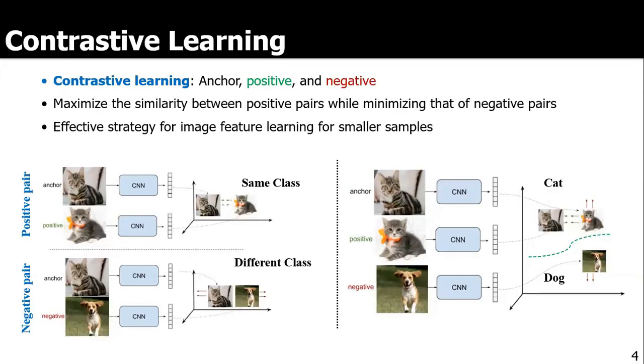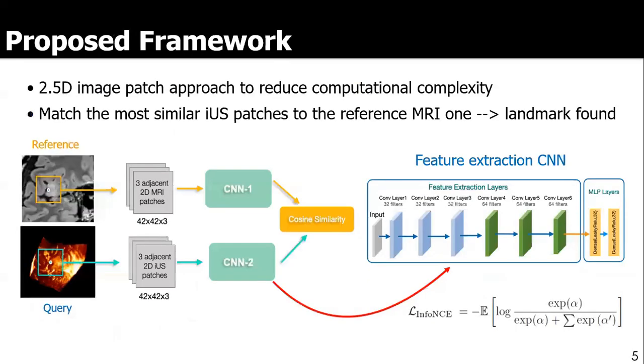Contrastive learning is a technique that tries to maximize the similarity between the positive pairs while minimizing the similarity for the negative pair. In this context, we have anchor, positive, and negative, where we want to maximize the similarity of the anchor and positive and minimize the similarity of the anchor and negative. It's also an effective strategy for image feature learning for smaller samples.